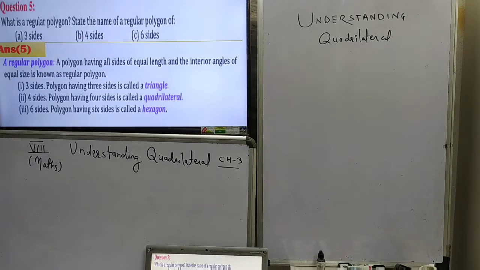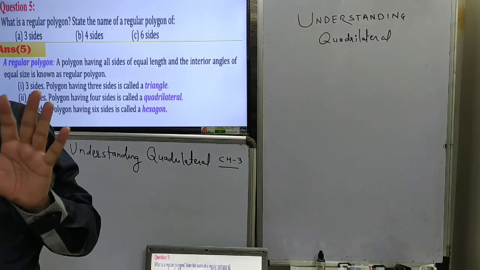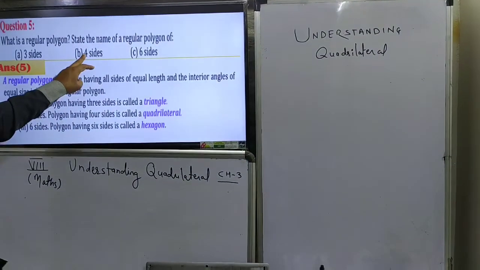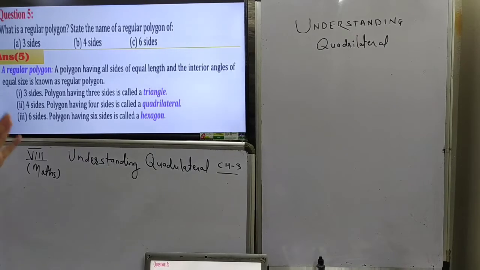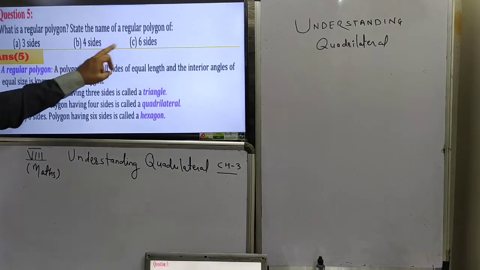Another, the four-sided polygon, is the quadrilateral. In quadrilateral, the rhombus has 4 equal sides but does not have 4 equal angles. So 4 equal angles and 4 equal sides, that is satisfied by the square. That is why square is the regular polygon having 4 sides.